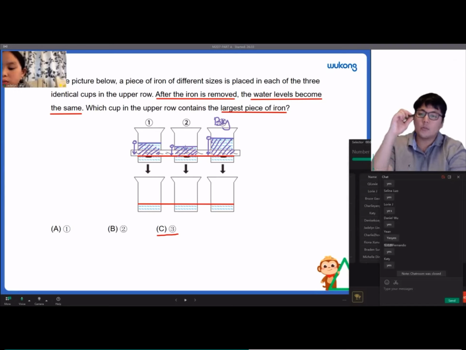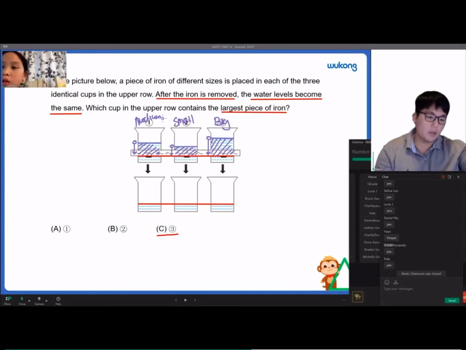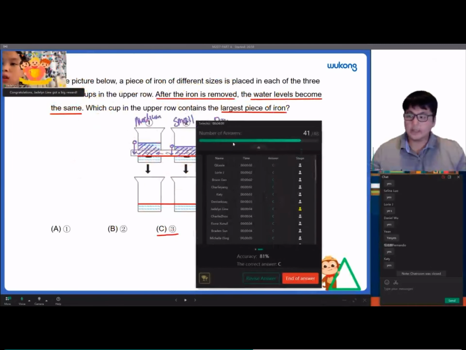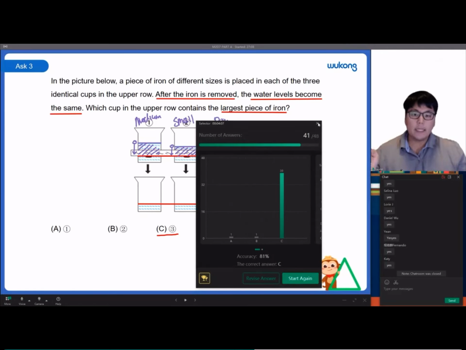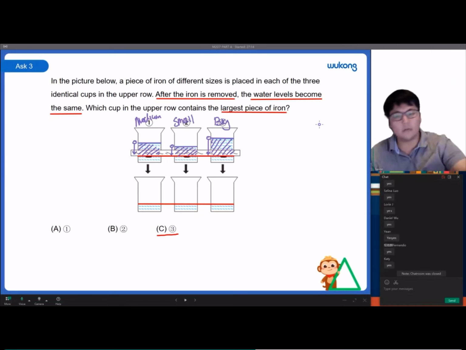So which cup has the smallest iron piece then? Number 2. Very good. What about the medium iron piece? Number 1. Very good, Jadelyn. So, do you understand? If you take out a metal piece and it drops very low, it's a big iron piece? Yes. Okay, very good. Thank you very much, Jadelyn, and keep up the good work. So, everybody, you just need to think oppositely. If you put a big stone, it goes up really high. If you take out a big stone, it goes down really low.